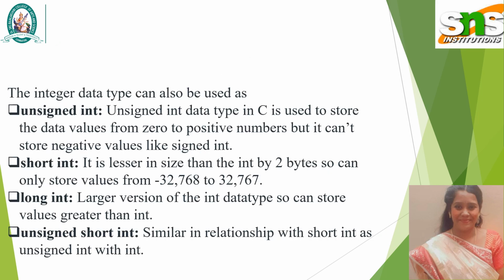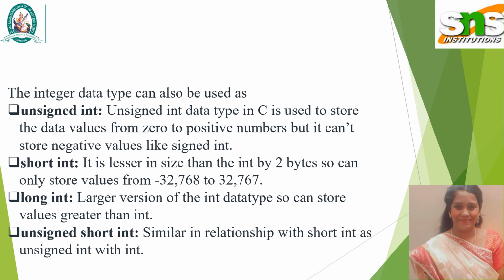Now the integer data type. The integer data type is divided into 4 types, namely unsigned integer, short integer, long integer and unsigned short integer. The unsigned integer data type is used to store values from 0 to the positive numbers, but it does not store negative numbers. We have to remember that negative values will not be stored in an unsigned integer.